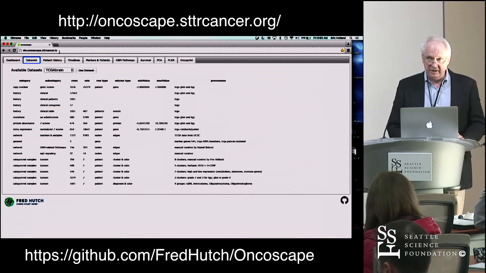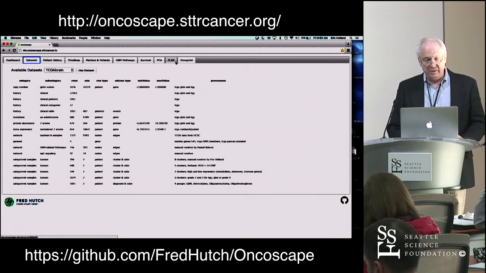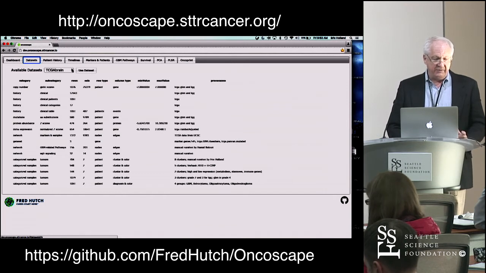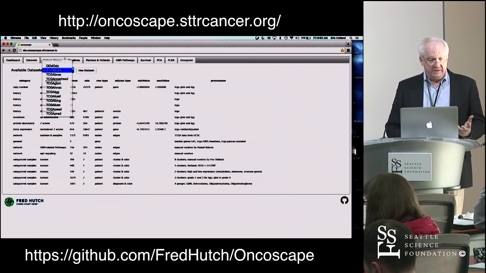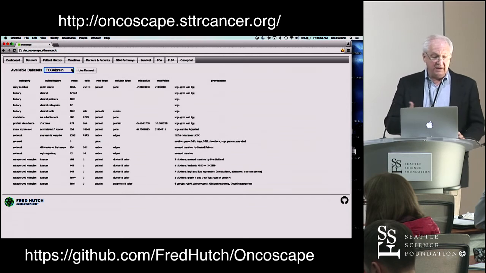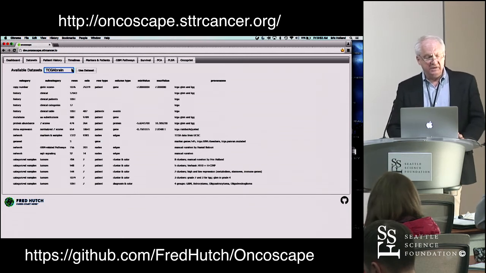I'm going to show you only a couple of these tabs. These are the tabs that we have currently. Other people are working on other tabs. One thing you have to do is pick the TCGA data set. We have TCGA right now, all these different tumor types. And the one I'm going to show you again is the same one that I showed you earlier, which is TCGA brain, which is low grade and high grade together.